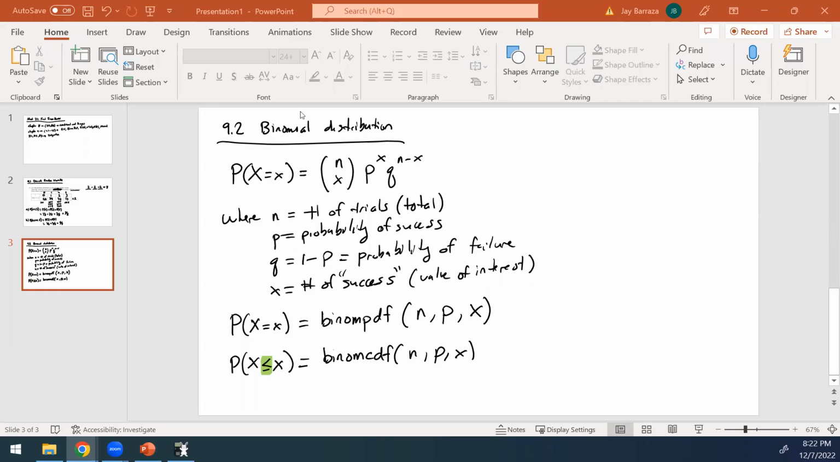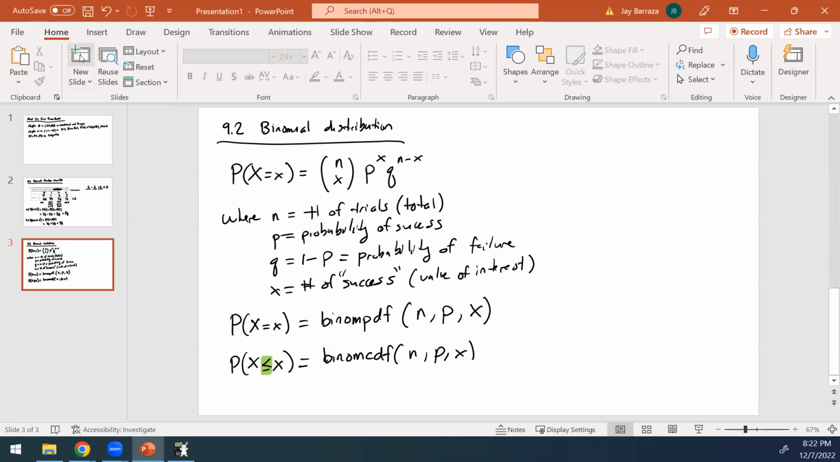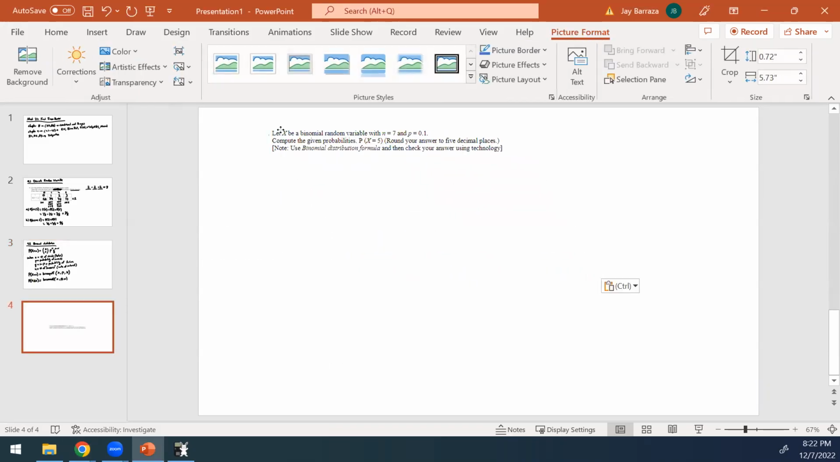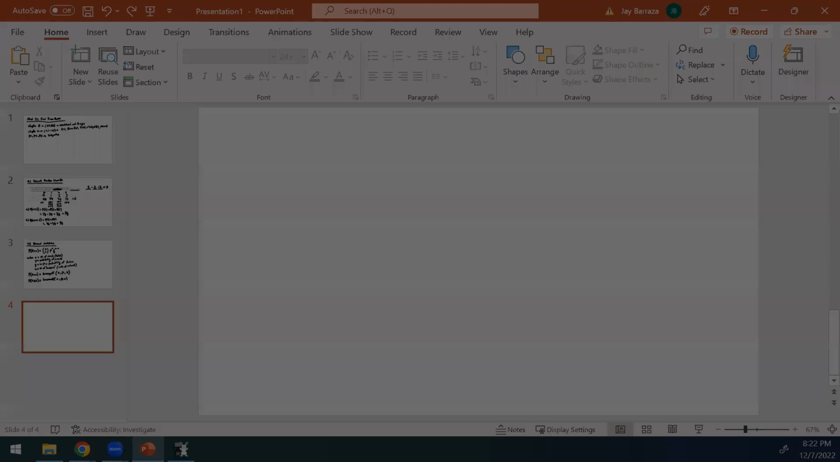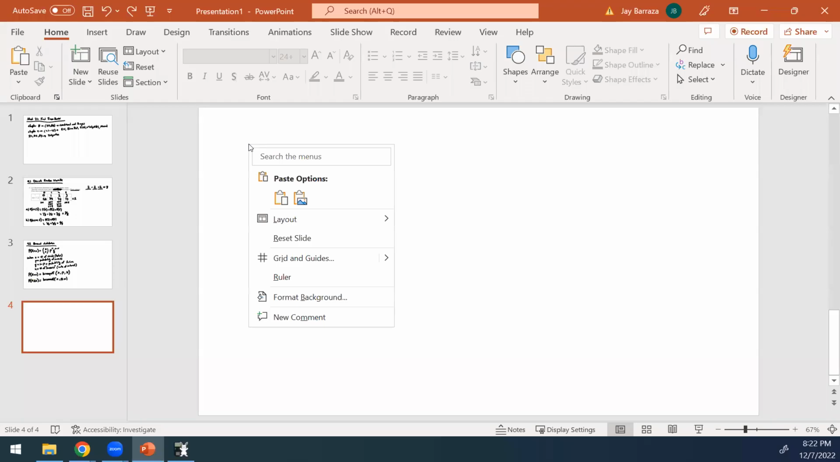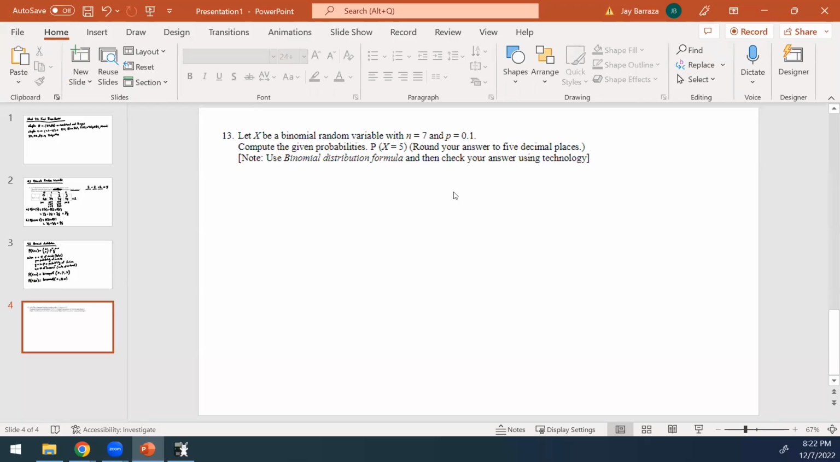So let's practice some examples from the homework. Are there any questions so far? I'm not going to force you to use the formula, but you're more than welcome to if you don't like using binom PDF. So let's do this one together. Number 13. We'll keep it simple. Let x be a binomial random variable with n equals 7 and p equals 0.1. Compute the given probability, P of x equals 5.